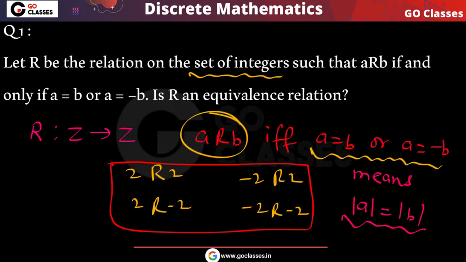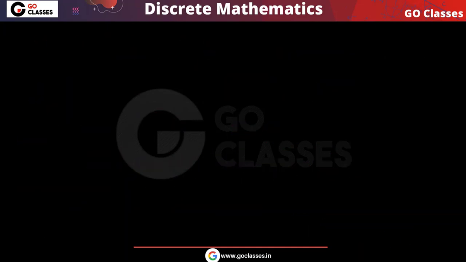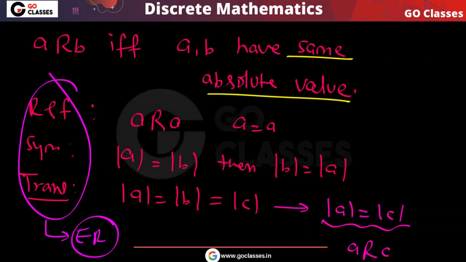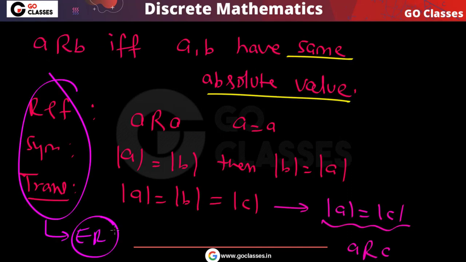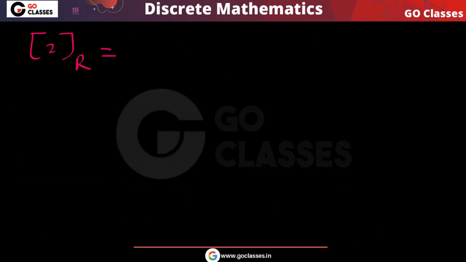Now, because this is an equivalence relation, you find the equivalence class of elements. So let's find out: what is the equivalence class of 2? Remember R is an equivalence relation. The equivalence class of 2 means those elements to which 2 is related. 2 is related to 2 by reflexivity. 2 is related to minus 2. So this is the equivalence class of 2. You can notice this is also the equivalence class of minus 2. Okay, so this is the idea.